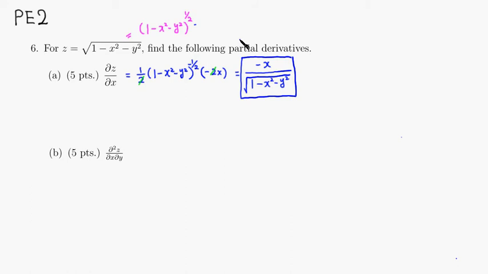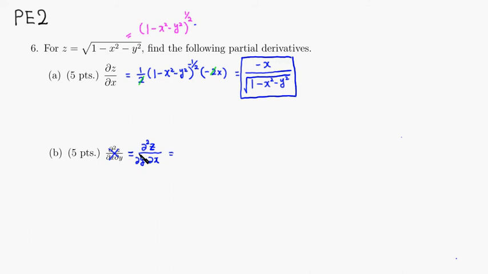Actually, I meant to ask you to find this one. It doesn't make any difference in this case, but I meant to ask you to find the second partial with respect to x first, then with respect to y. This makes sense because it builds on part A, and it will give you exactly the same answer.